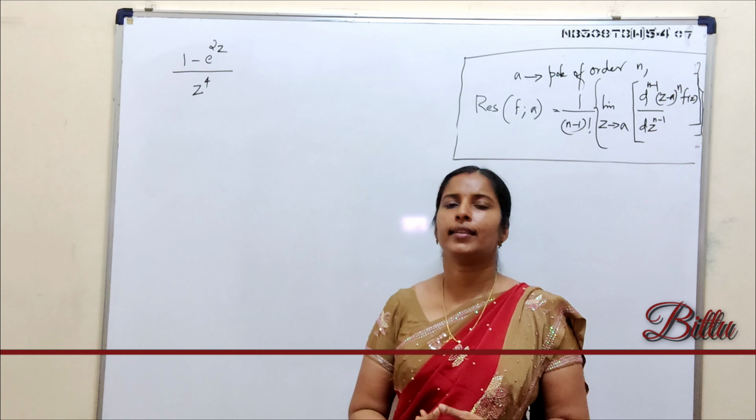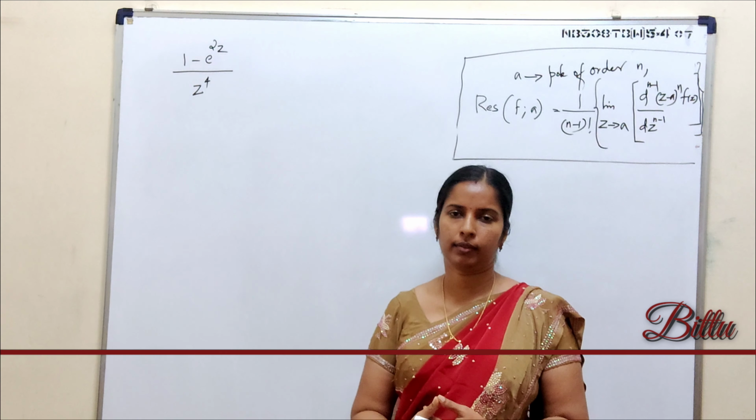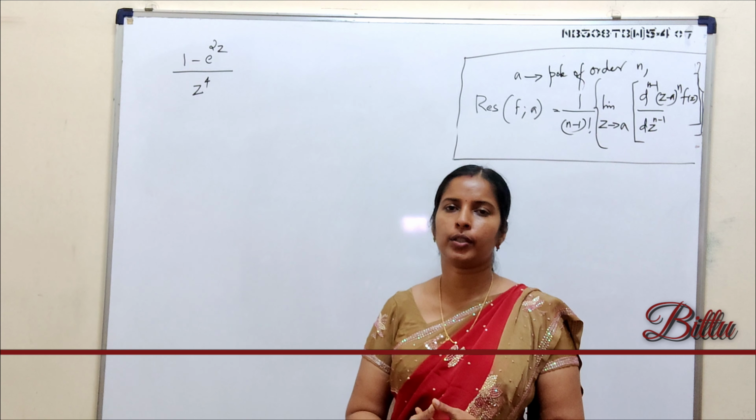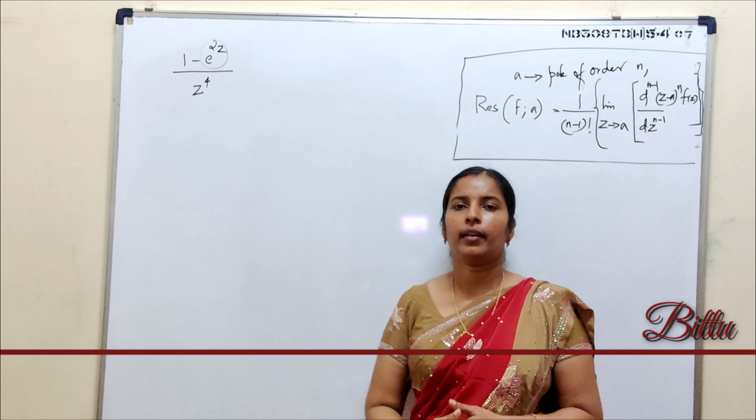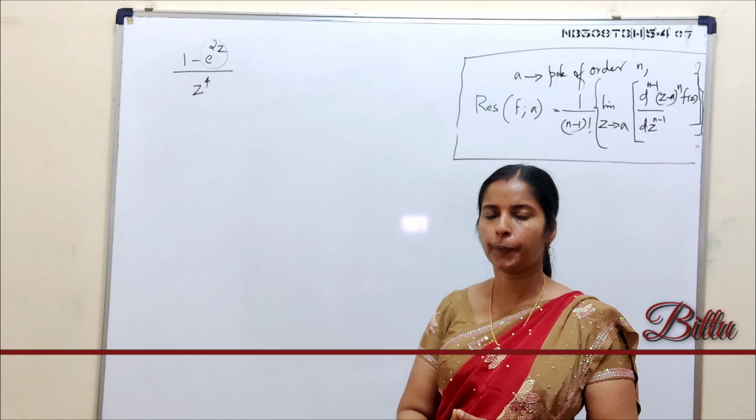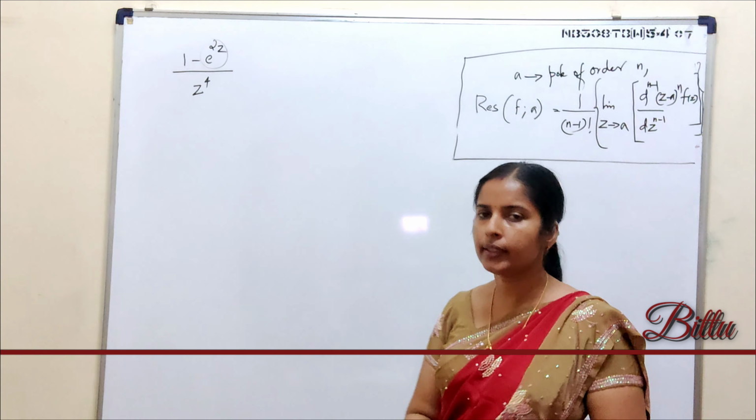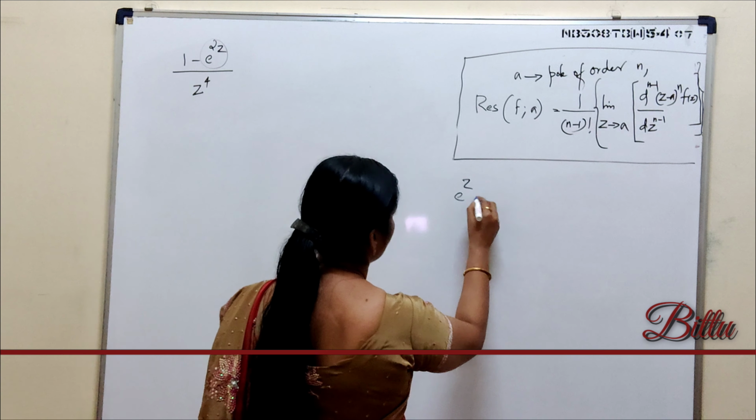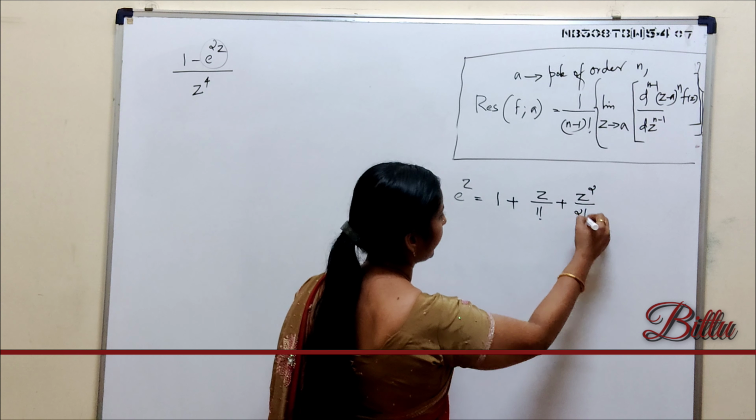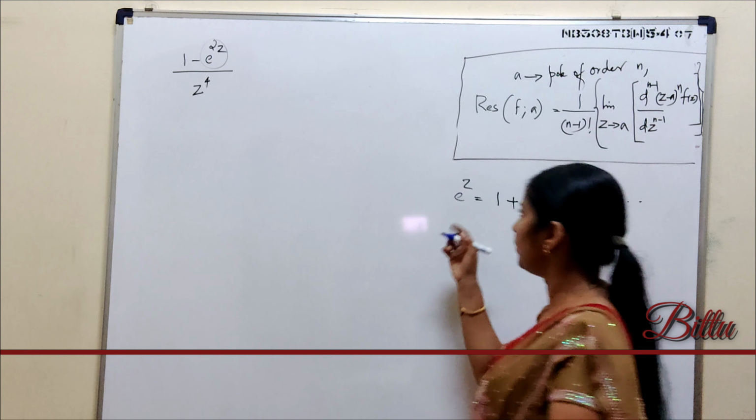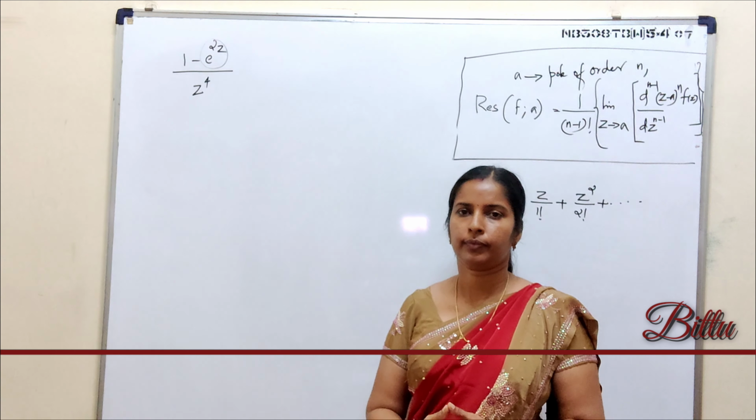Really, in this question, you can easily find its residue by writing its Laurent series expansion. For writing its Laurent series expansion, you have to express e raised to 2z in the form of an infinite series. We know the expansion of e raised to z. What is e raised to z? e raised to z is 1 plus z by 1 factorial plus z square by 2 factorial plus etc. By using this result, you express e raised to 2z in the form of an infinite series.